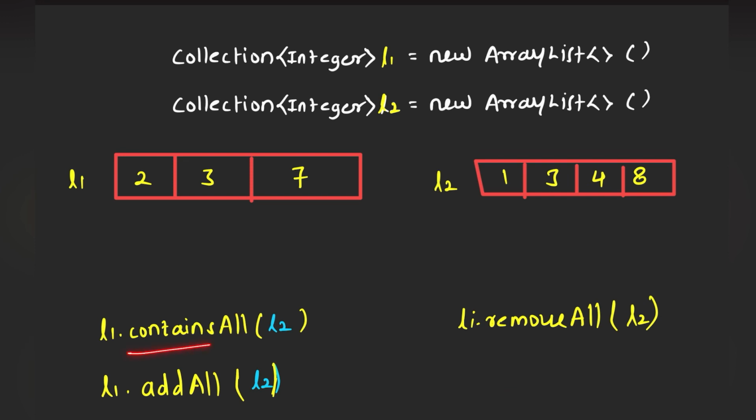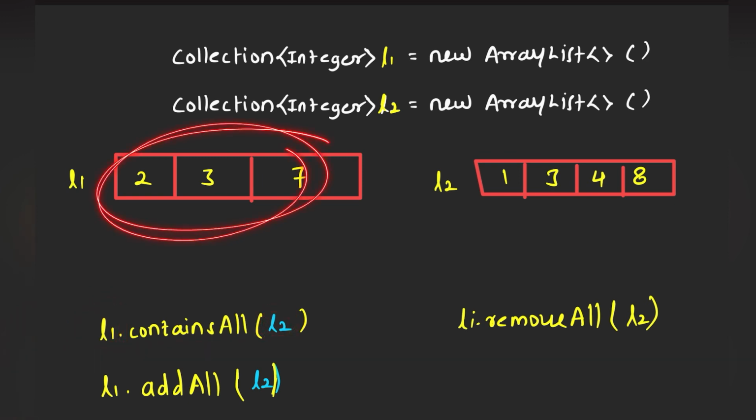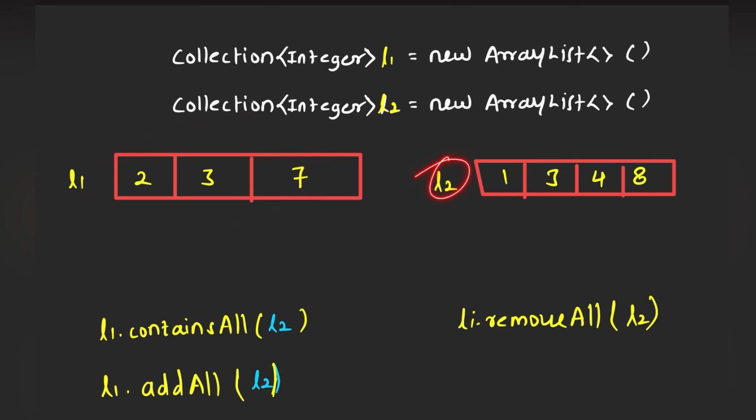The first one is containsAll. The interesting point here is I use L1.containsAll(L2). It simply returns true if my L1 contains all the values present in my L2. L2 contains 1, but I don't see 1 in L1. Therefore, it will return false because my L1 does not contain all the values present in my L2.